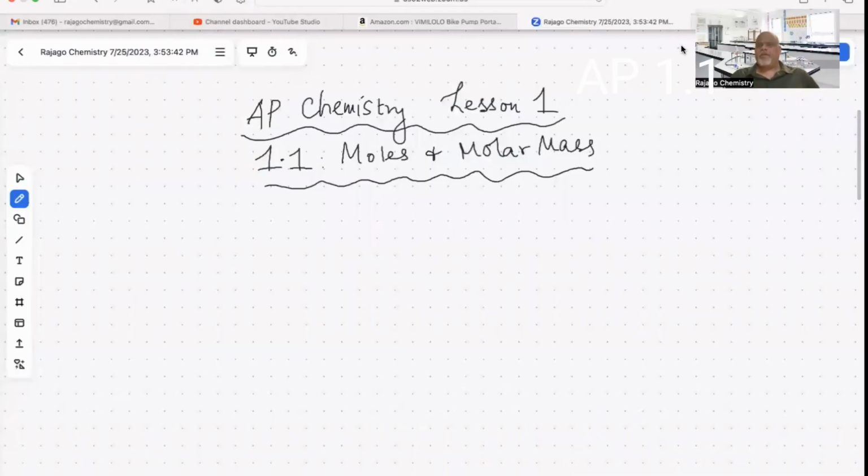Okay, let's begin. Today we are looking at the first lesson. This is chemistry 1.1, moles and molar mass. Before we start moles and molar mass, you have to understand the difference between the naming terminology that we use for ionic compounds and covalent compounds.